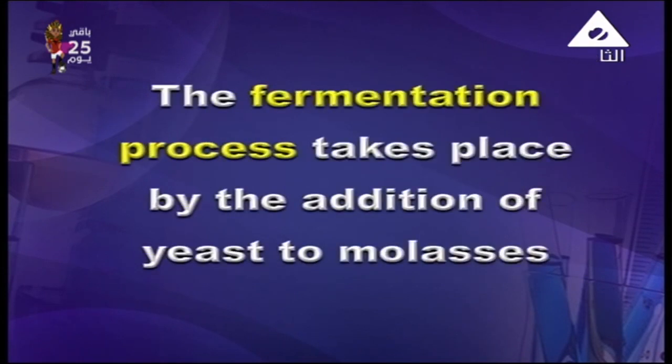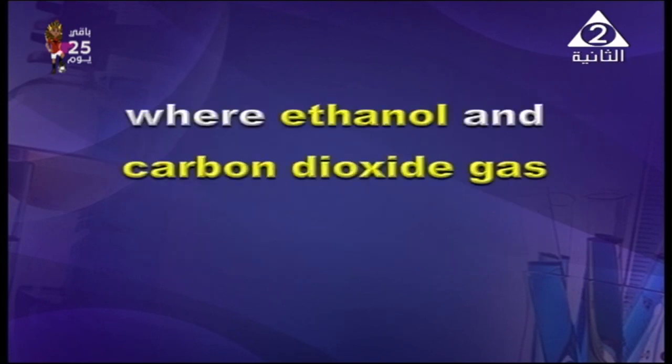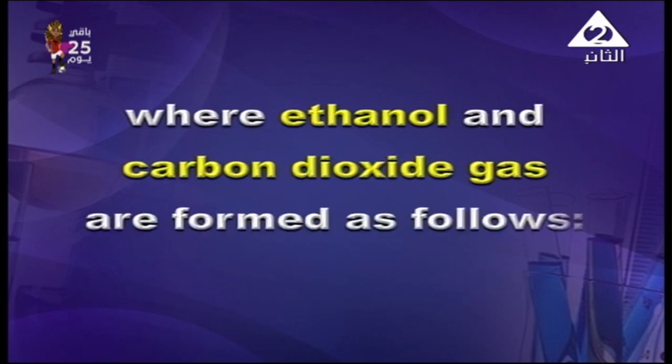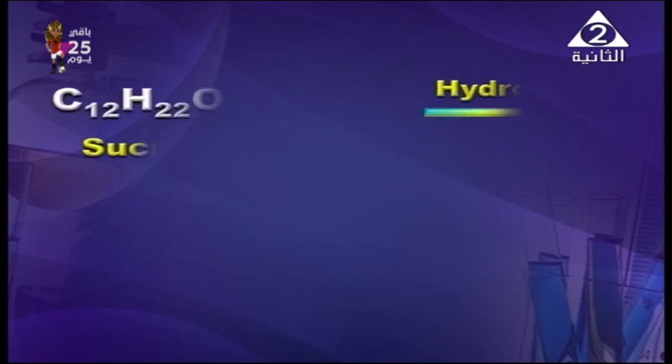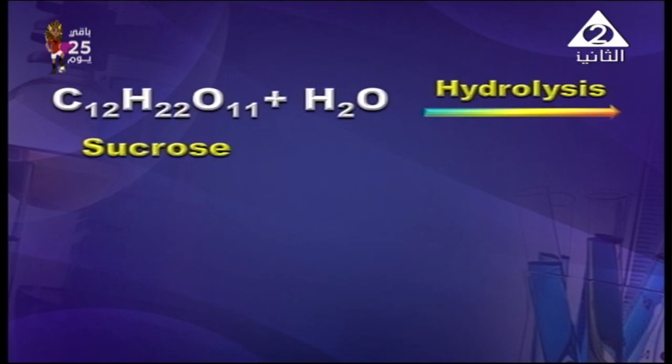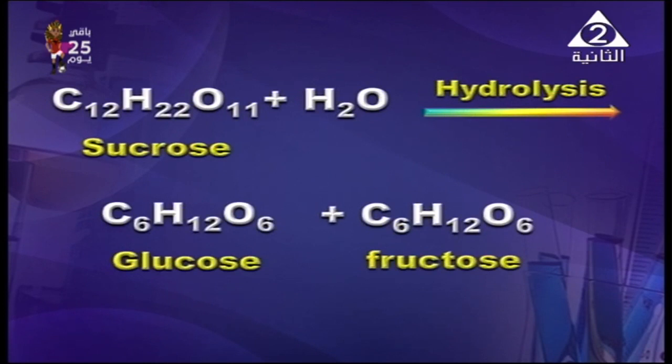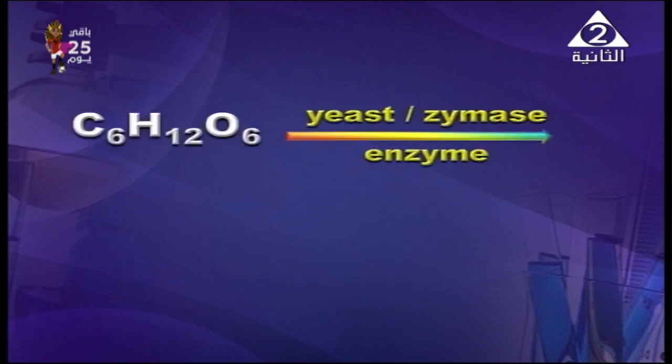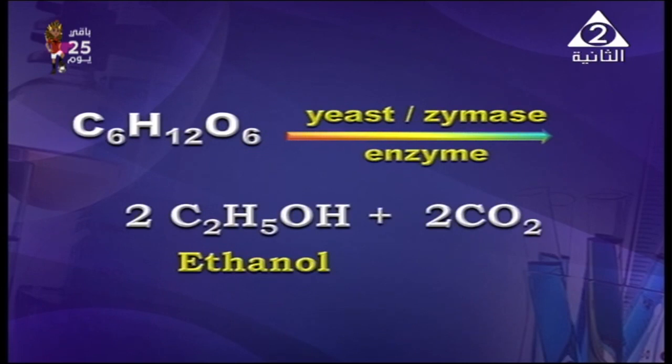The fermentation process takes place by addition of yeast to molasses, where ethanol and carbon dioxide gas are formed as follows. Sucrose plus water is called hydrolysis. It gives glucose and fructose, which are 2 isomeric molecules. Then glucose, acted on by the yeast fungus, which produces the zymase enzyme, gives ethanol releasing carbon dioxide gas as shown on the screen.